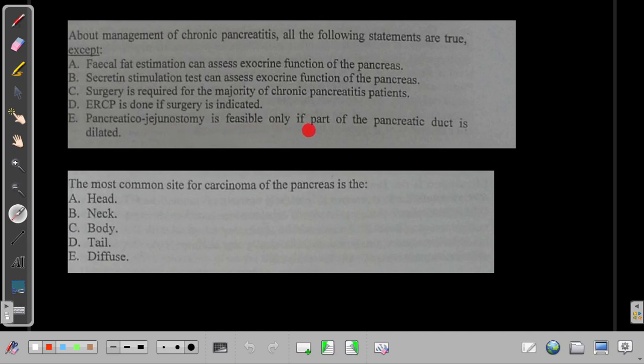Pancreaticojejunostomy is feasible only if part of the pancreatic duct is dilated. That's true. The most common site for carcinoma of the pancreas is the head of the pancreas. 60 to 70% of carcinoma of the pancreas will occur in the head. Okay?